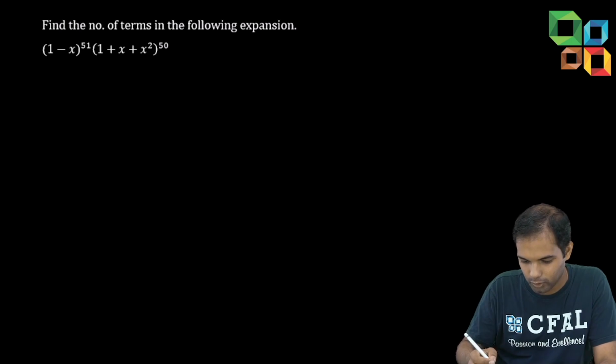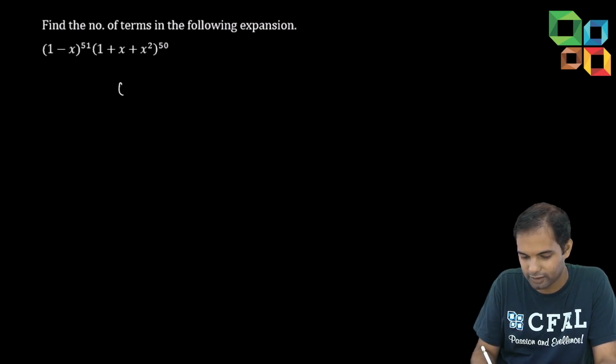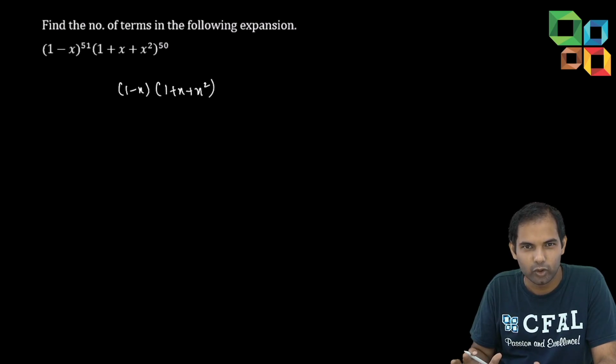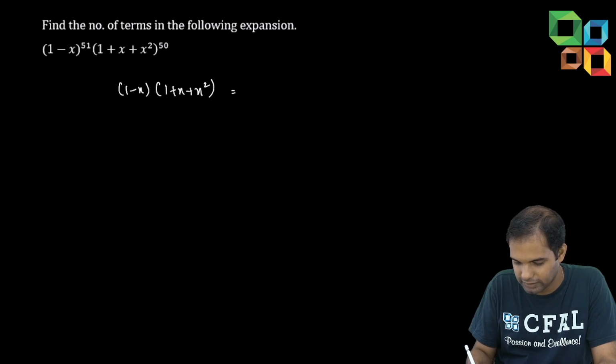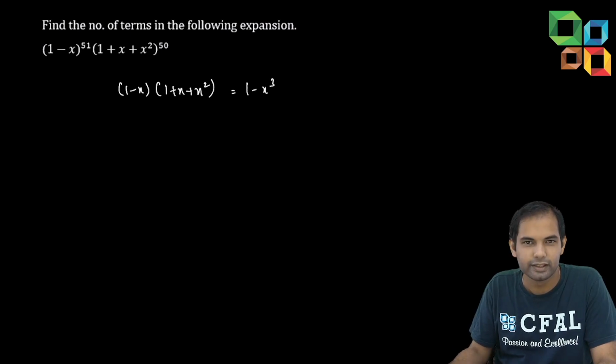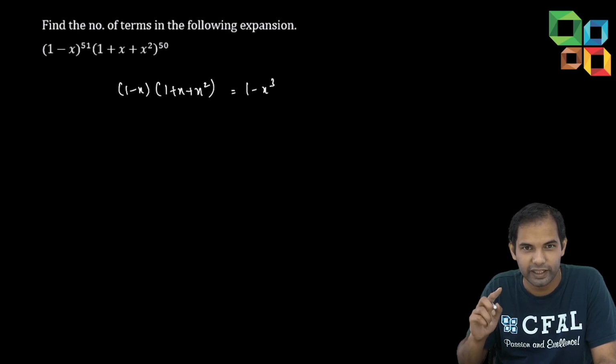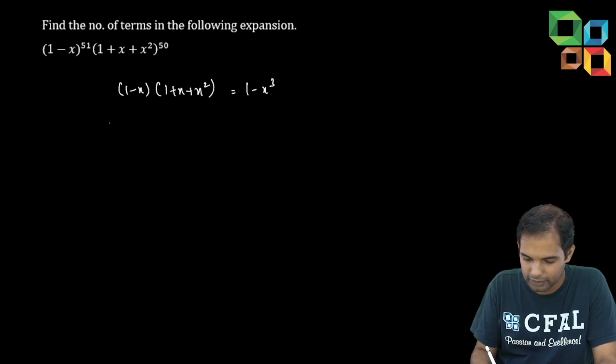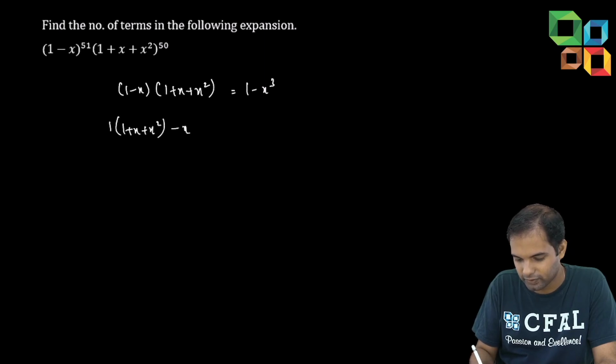So the whole trick lies if you know what is (1 minus x) into (1 plus x plus x squared). I hope you have seen this form somewhere. Nothing but 1 minus x cubed. That's it. Because if you divide, if you remember, you're going to get this as a quotient. If you're not sure, what we'll do is we'll simply multiply and see. Okay, let me multiply. So 1 I have to multiply with all the terms, 1 plus x plus x squared, minus x with all the terms, 1 plus x plus x squared.